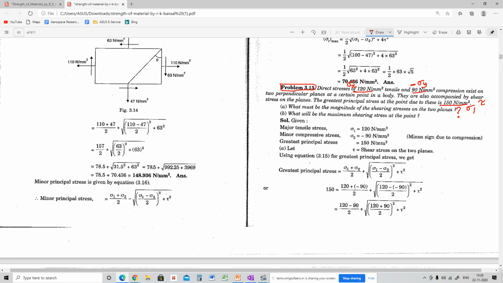So how can you find it? Don't look into the terminologies they have given. Sigma 1 equals sigma x plus sigma y by 2 plus root over sigma x minus sigma y by 2 whole square plus tau square. This is the formula, right? You know sigma 1, sigma x and sigma y, so you can find the tau value. Now solve and let me know the answer. What is the tau value you are getting?